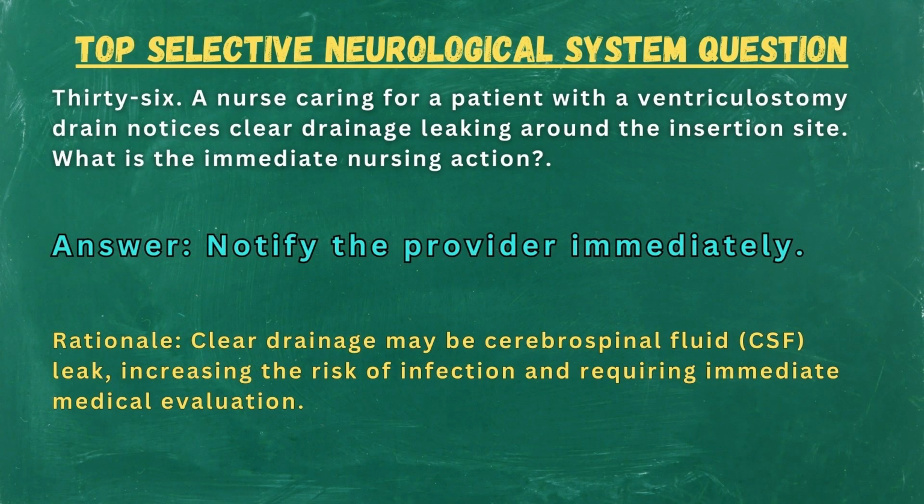36. A nurse caring for a patient with a ventriculostomy drain notices clear drainage leaking around the insertion site. What is the immediate nursing action? Answer. Notify the provider immediately. Rationale. Clear drainage may be cerebrospinal fluid (CSF) leak, increasing the risk of infection and requiring immediate medical evaluation.